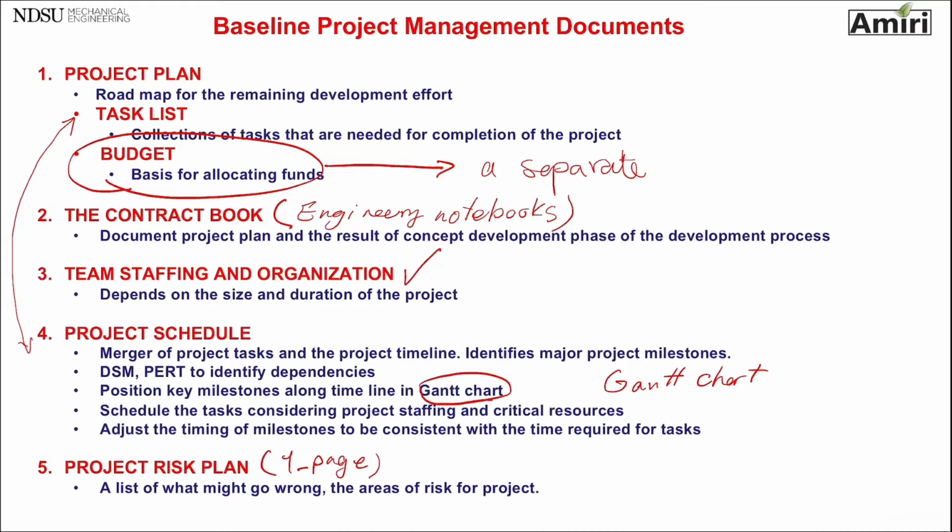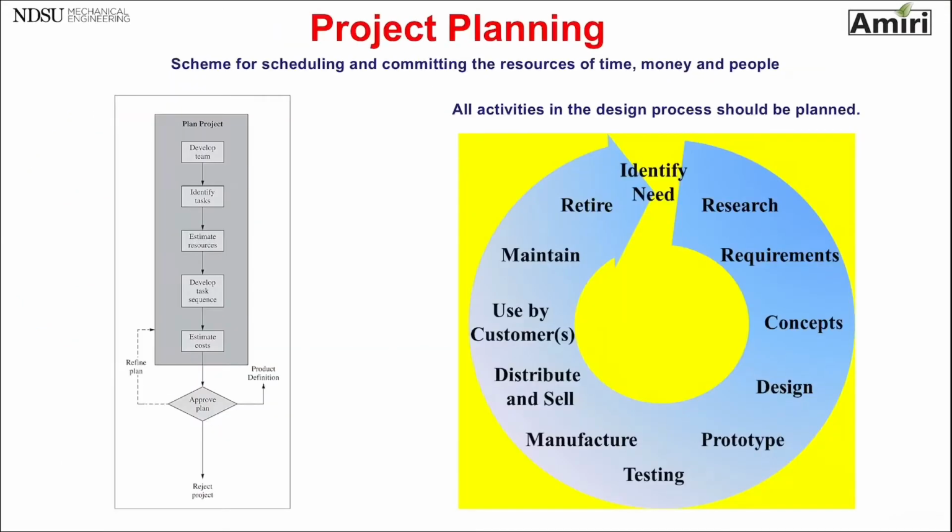So going back to project plan. What we do as a project plan for senior design includes a task list, a Gantt chart, and that one-page risk plan. So it has 3 elements, but you can see all of them in project management documents. Moving on to project planning, I've mentioned this a couple of times already.